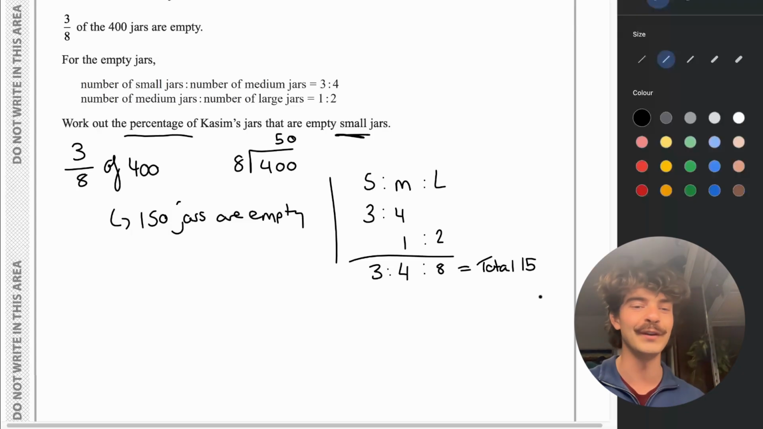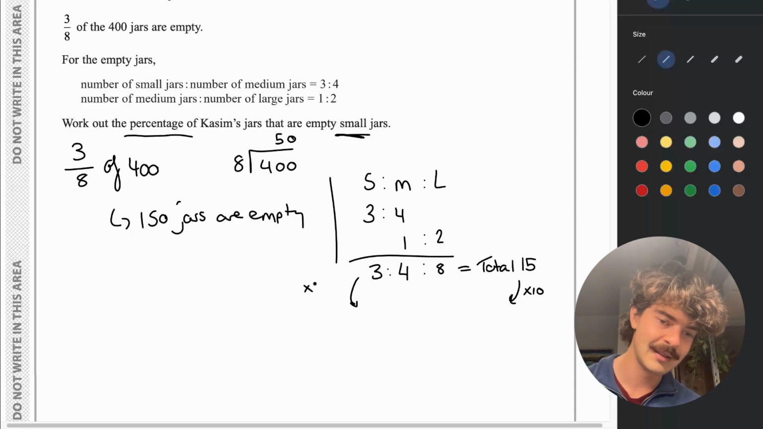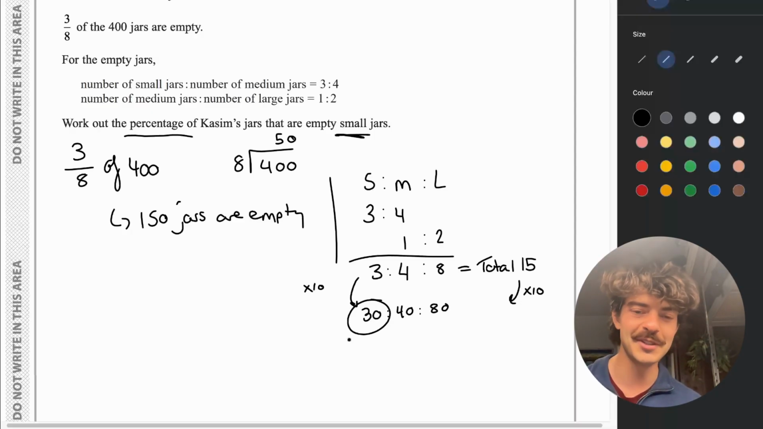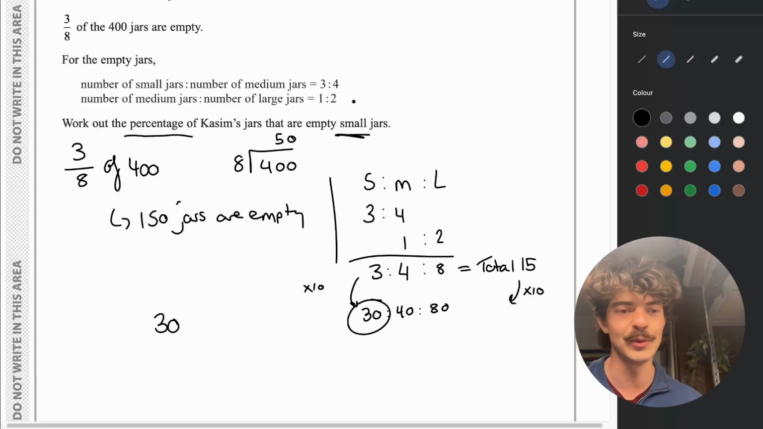We've got 150. It's 10 times as much, right? So we can scale up our ratio and our total here by 10. And all of a sudden, we're left with the amount of each size of jar. We want the small ones. So there we go. We're left with 30 small jars are empty. So work out the percentage of Kazim's jars that are empty small jars.